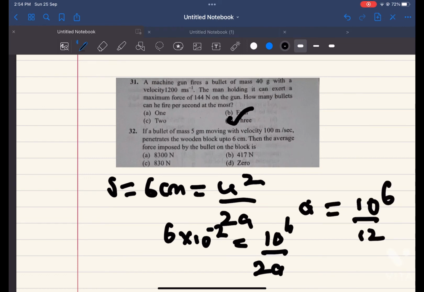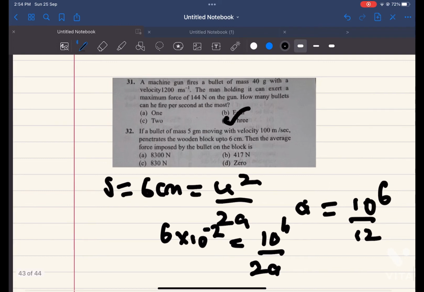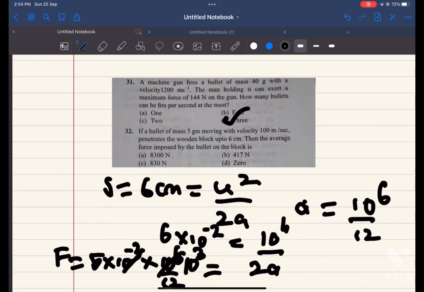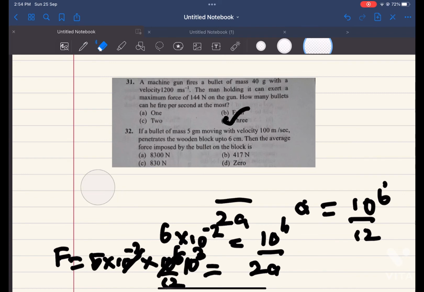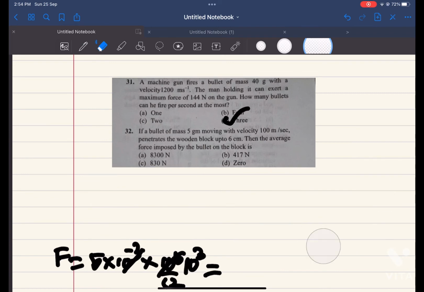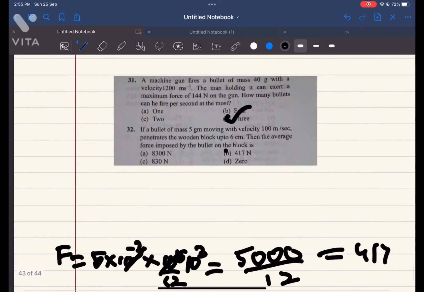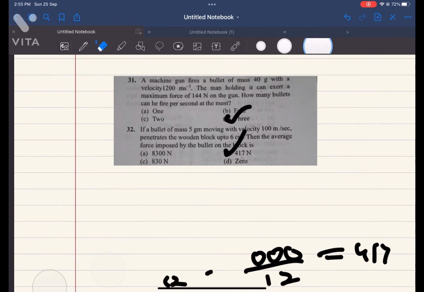Now the acceleration we got is negative, therefore it is retardation. So we get the average force as mass times acceleration. Since the mass is given in grams, mass times acceleration is 5 into 10 power minus 3 into 10 power 6 by 12, which comes out to be 417 Newton. 5000 divided by 12 is 417 Newton.